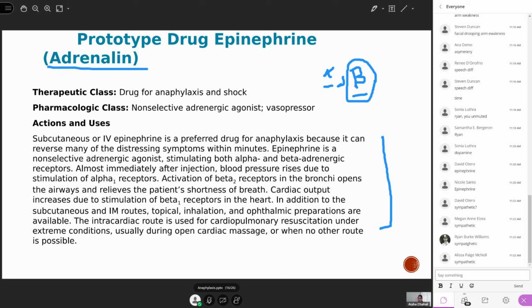And it also activates alpha receptors. When anything activates alpha receptors, what it causes is it constricts the capillaries, constricts the vessels that have been dilated by histamine during the anaphylactic reaction, right? So now this drug is stimulating alpha receptors. So it is causing now constriction of vessels. That's what we want, right?